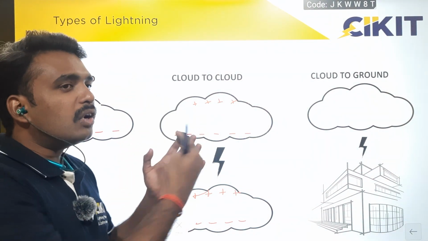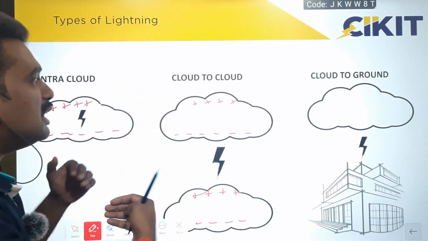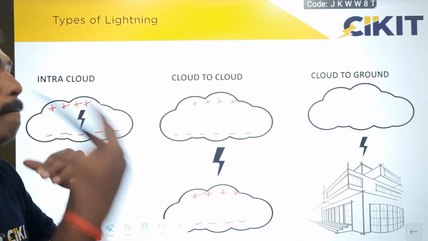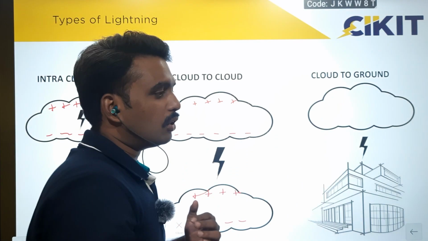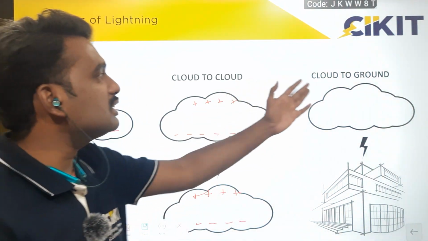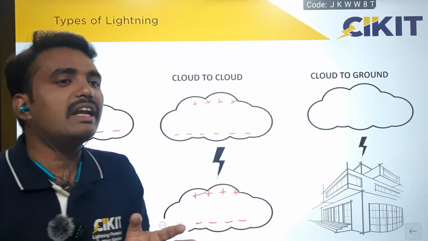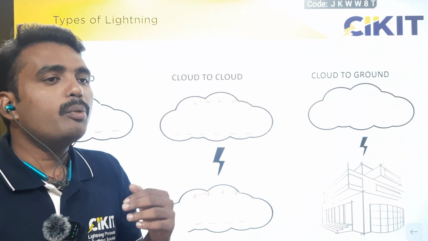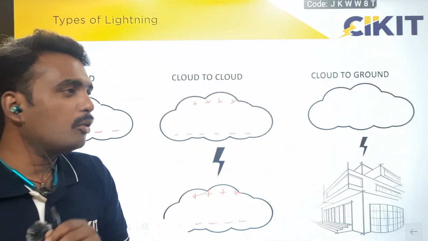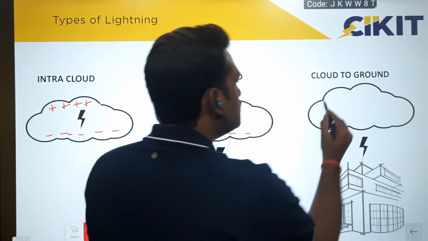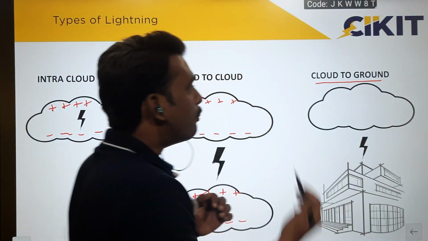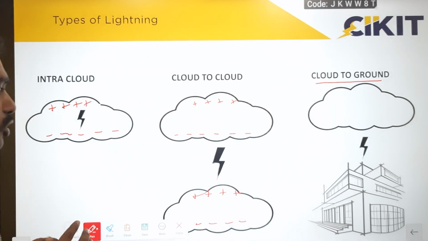The number of lightning strikes happening within the same cloud and from one cloud to another cloud is much higher than cloud to ground. But we always consider cloud to ground alone because that is the lightning which causes damage to human beings, physical damage to structures, and electronic equipment failure. So we are considering only the cloud to ground, but apart from this, there are two more types of lightning as well.